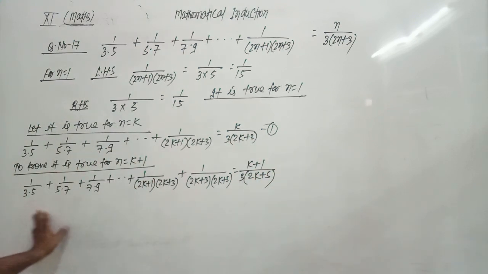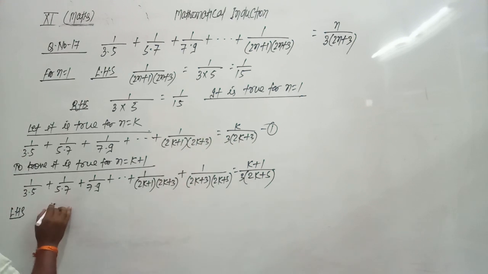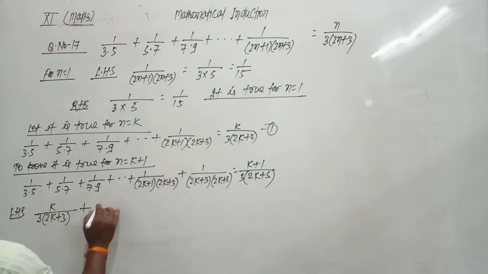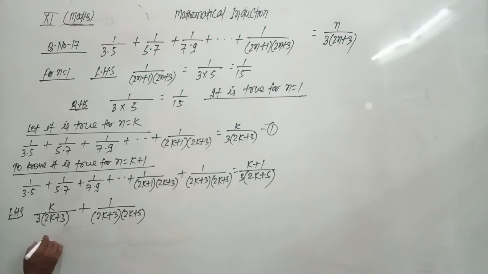So this will prove LHS equals to RHS. And in the LHS up to this term, we write k upon 3 into 2k plus 3 and plus 1 upon 2k plus 3 and 2k plus 5. Then from these two terms, 1 upon 2k plus 3 is taken common. So it remains k by 3 plus 1 by 2k plus 5.